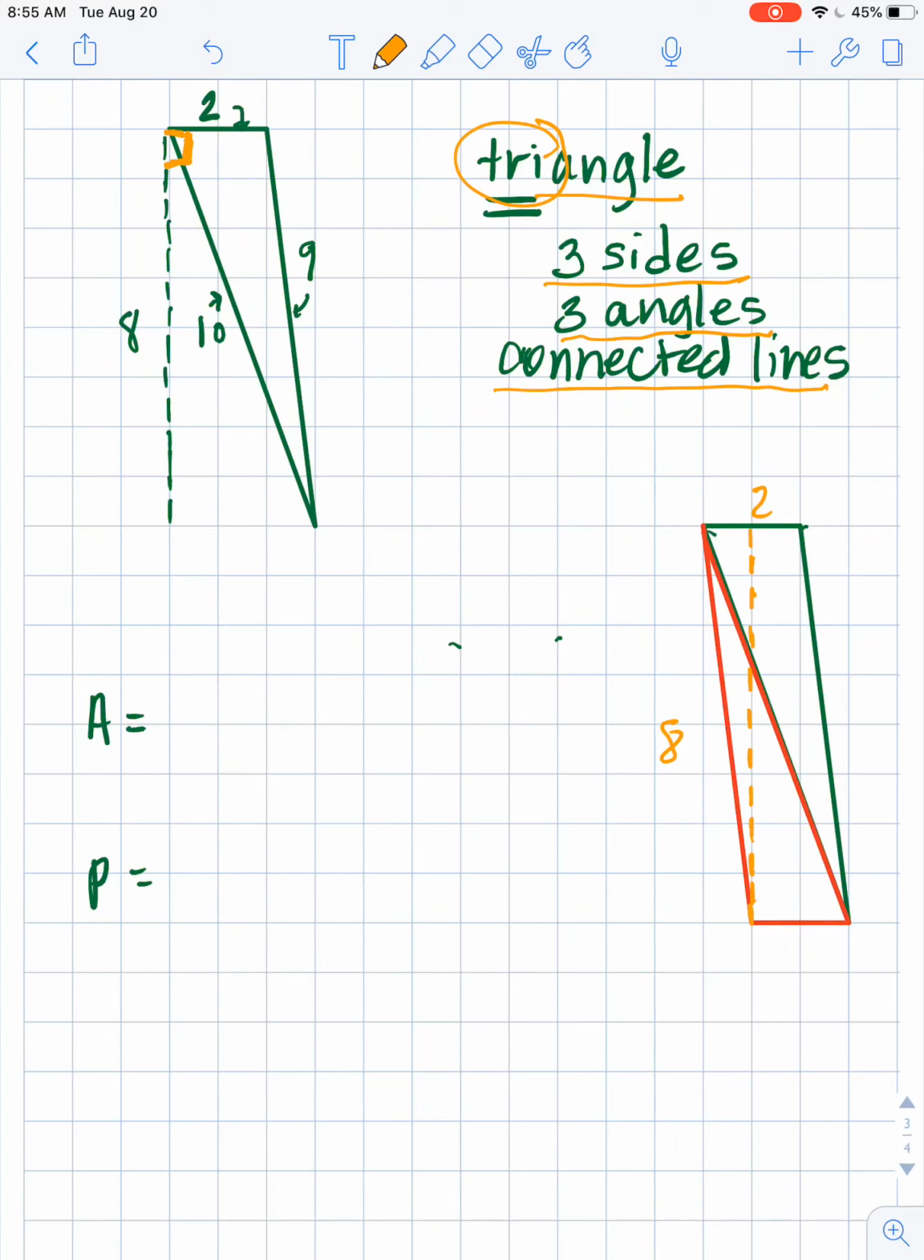So in this case, this triangle, its height is outside the triangle. It's just how far is it from the base to the tippy point. And if you see down here, if I duplicate the original triangle and spin it around, it's a parallelogram, and the height is 8, and the base is 2. And you can see that would be the whole parallelogram. So with the triangle, you only have half of the parallelogram.